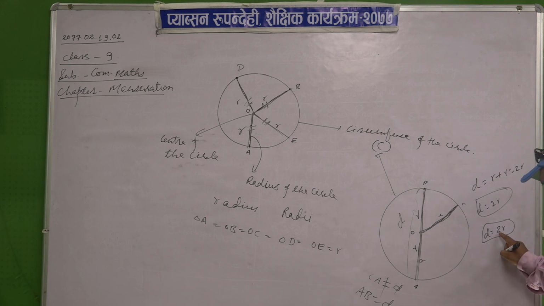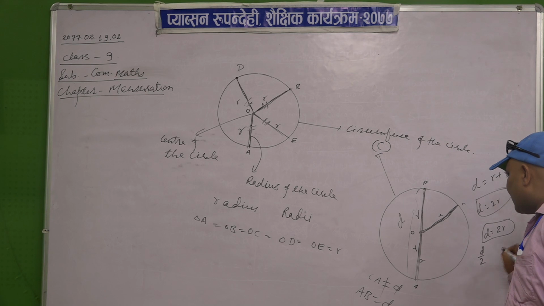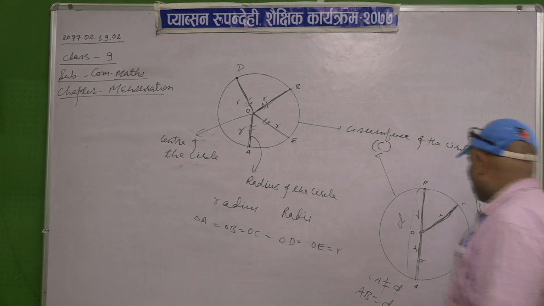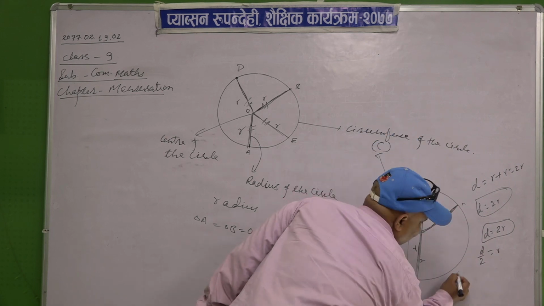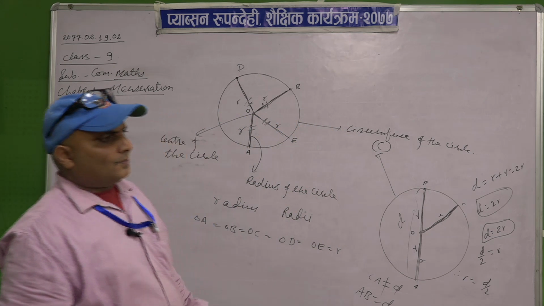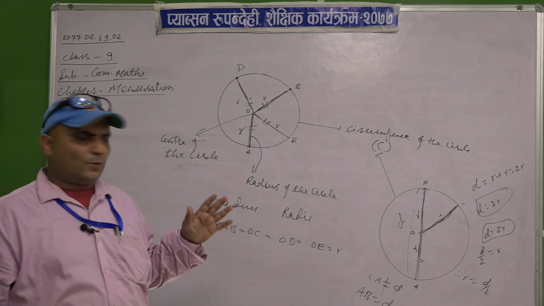If you transfer this 2 to the left hand side, then what happens? D by 2 is equal to R. So another formula is derived here: R is equal to D by 2. Is it clear? Okay, thank you.